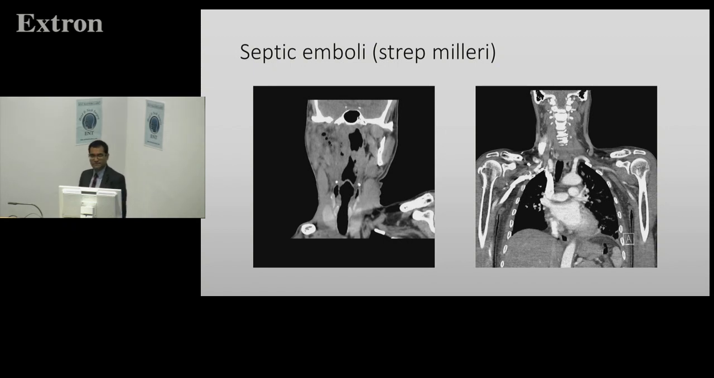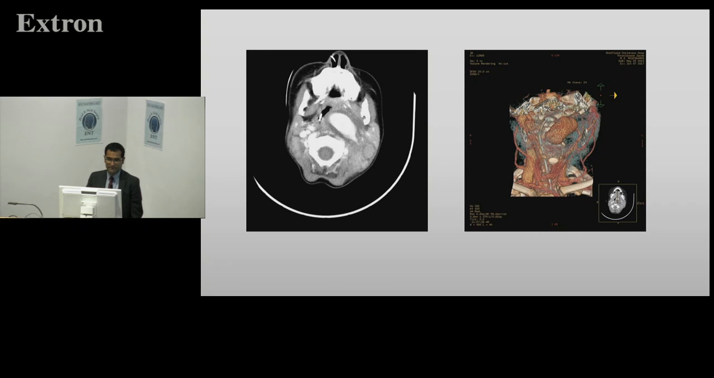The other thing is, it's not just Lemierre's with necrophorum, but also Strep milleri can give you septic emboli. So this is a patient who was in ITU for a while because there were multiple septic emboli in the lungs. And again, a lot of broad spectrum antibiotics, ITU inotropic support. This patient got better with time.